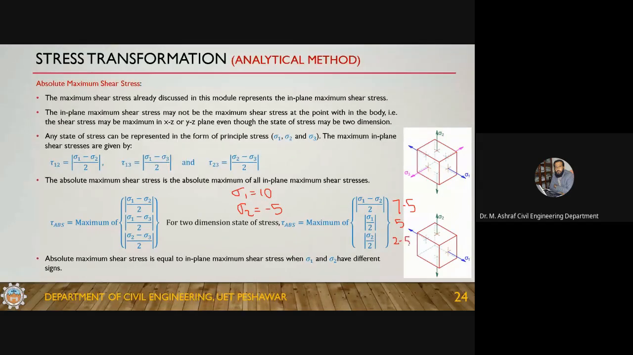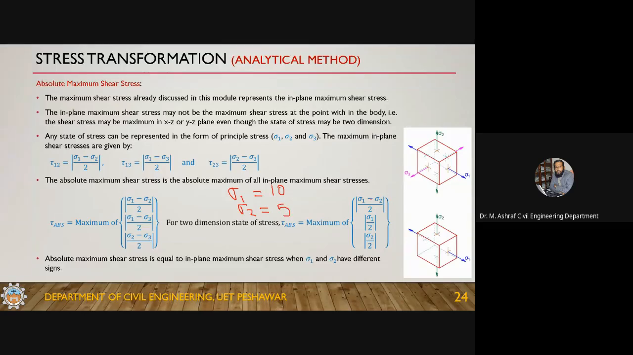So this one will govern. Okay, the absolute maximum will be the in-plane maximum. The in-plane maximum will be the absolute maximum shear. So you can use it for, they both have different sign. If the principal stresses have different signs, then the in-plane will be the absolute maximum. Okay. Now, if they are of the same sign, like if you have sigma 1 is equal to 10 and sigma 2 is equal to 5.